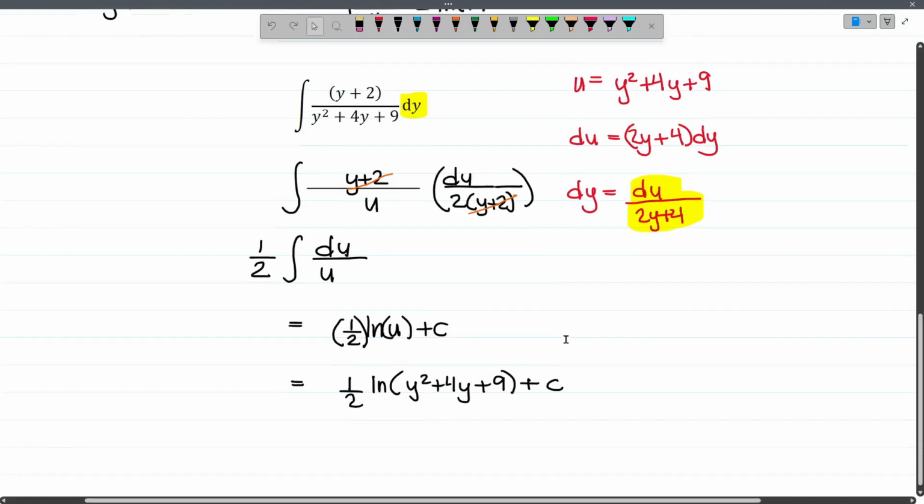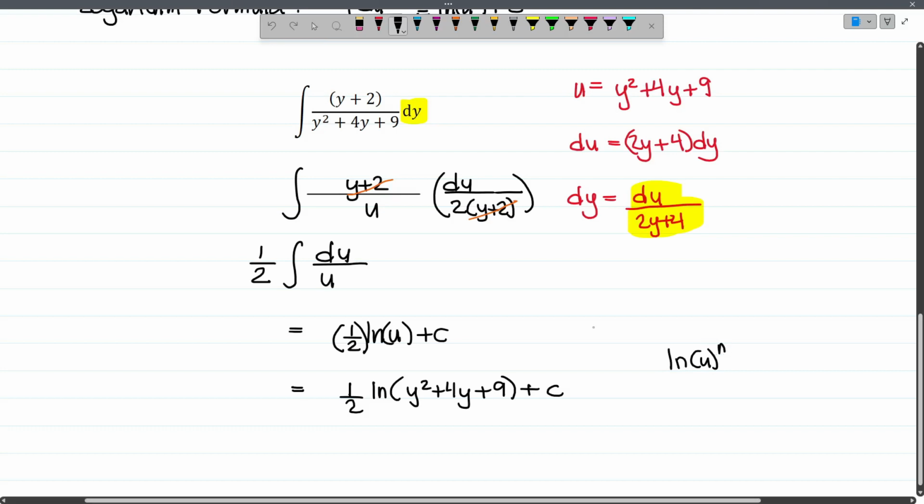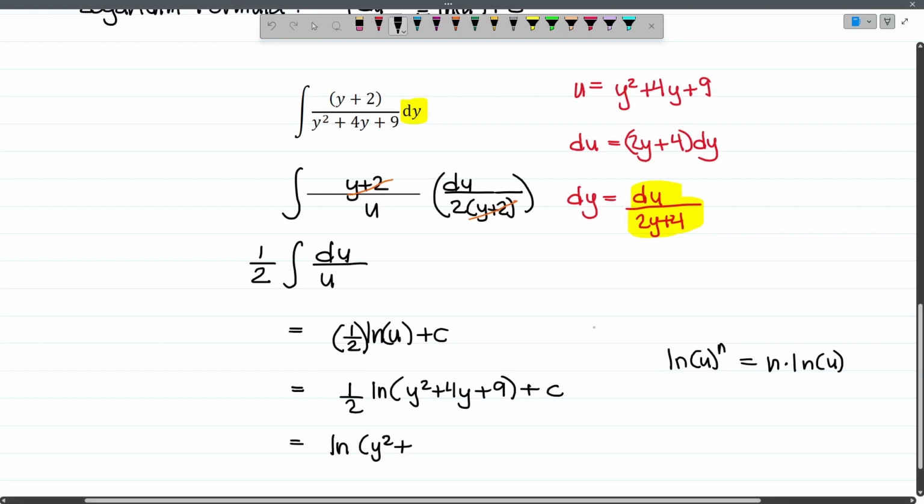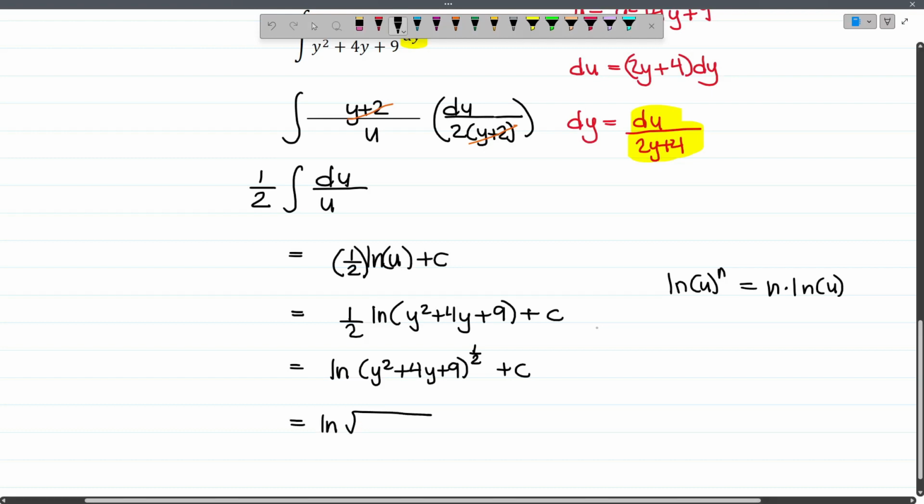However, in some cases, you will need to simplify this further. Now, we have to recall that ln of u to the power of something, let's say n, will just become n times ln u, because you can just move this here. And so applying that here, we can actually make this our exponent. And so our alternative answer will be ln of y squared plus 4y plus 9 to the power of 1/2, plus c. And so this will become ln square root of y squared plus 4y and then plus 9. And then let's not forget our arbitrary constant. So we have plus c. And so this is our answer.